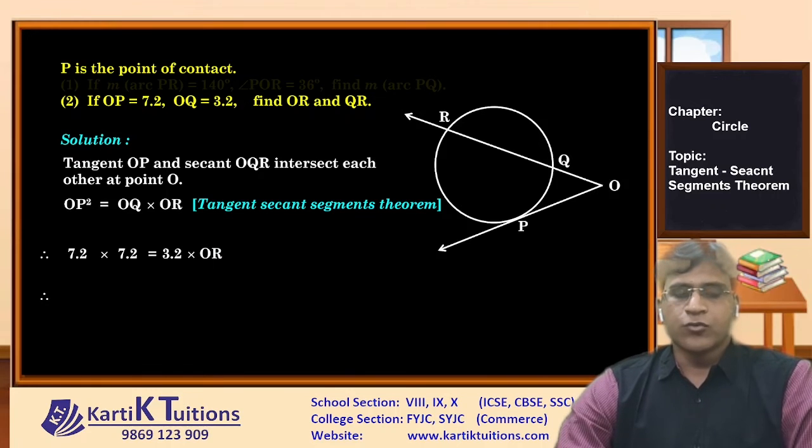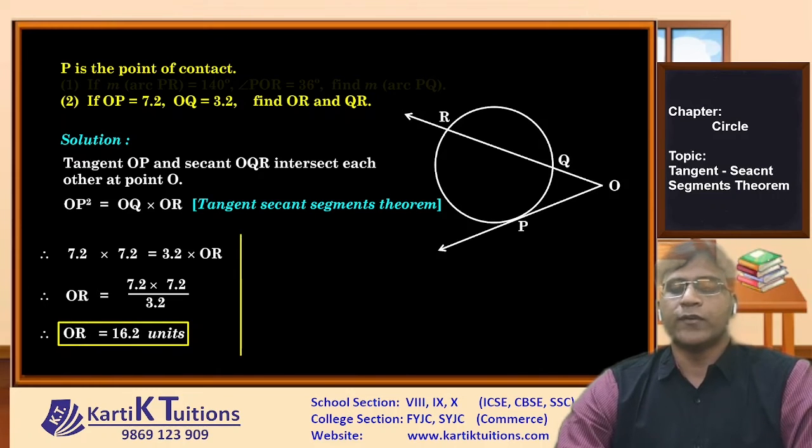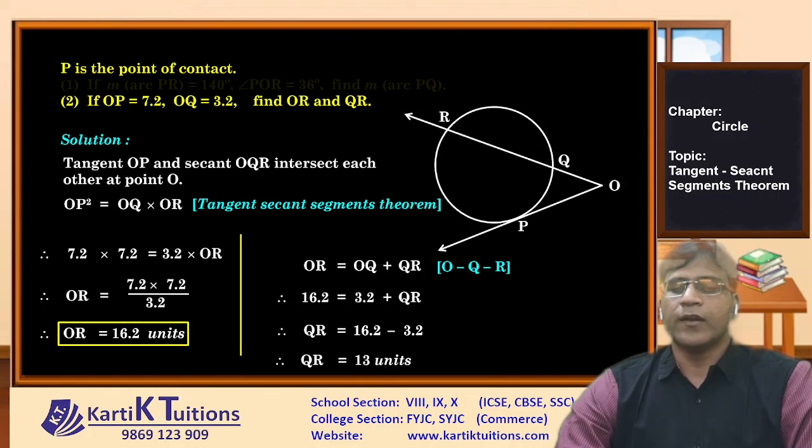Now after this, 7.2 into 7.2 is equal to 3.2 into OR. So OR is equal to 7.2 into 7.2 upon 3.2. Now when you simplify this, you will get 16.2 units. So we have got the length of OR. Now they have asked us to find QR. Now see, OR is made up of two parts, OQ plus QR, O-Q-R. Now OR is how much? 16.2 is equal to 3.2 plus QR. So QR is equal to 16.2 minus 3.2. Now when you subtract this, you get 13 units.